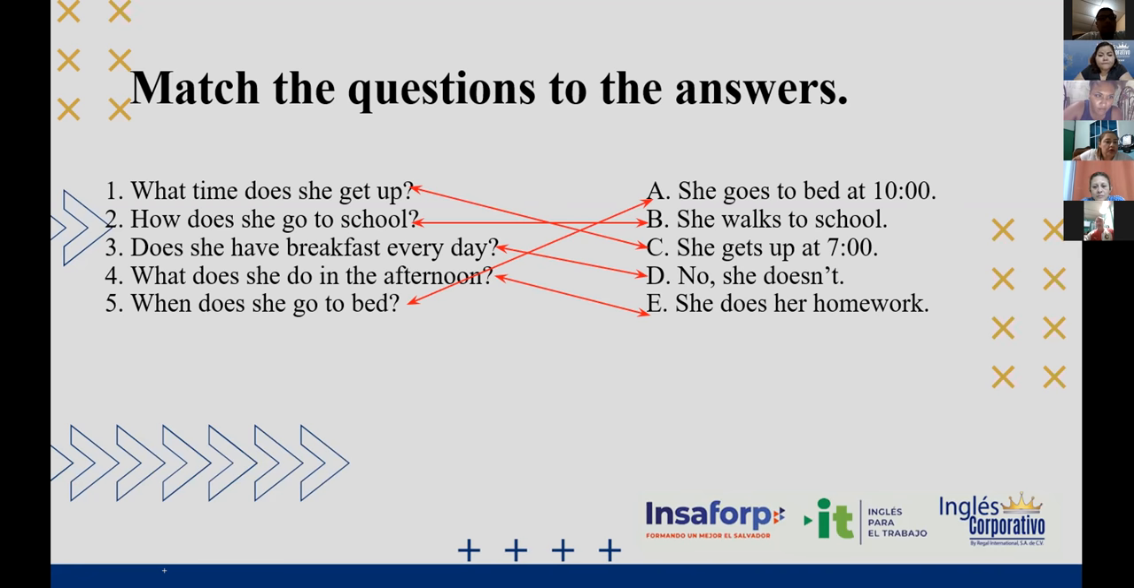She gets up at 7. How does she go to school? She walks to school. Does she have breakfast every day? No, she doesn't. No repita la pregunta. Solo responda. No, she doesn't. Okay. What does she do in the afternoon? She does her homework. When does she go to bed? She goes to bed at 10. Okay, she goes to bed at 10. Very good, Claudia and Rafael.